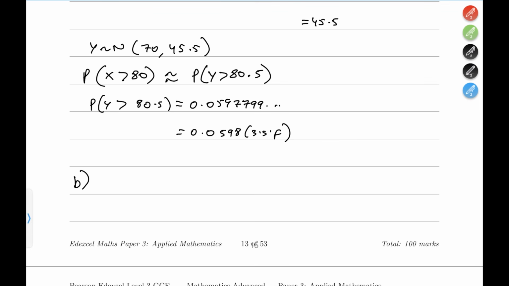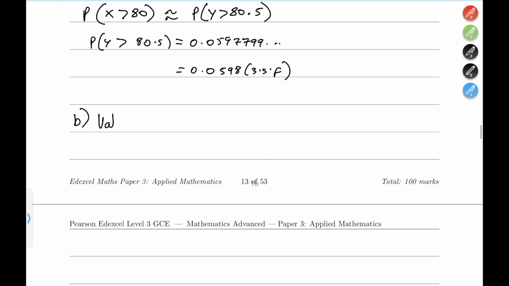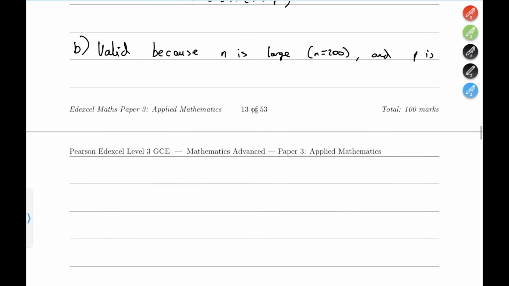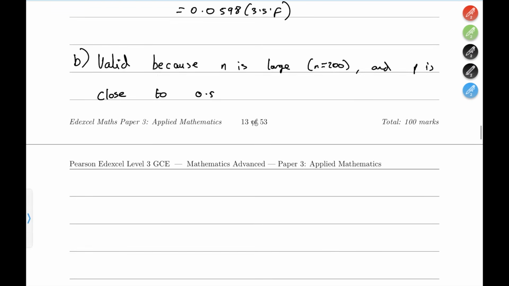So now let's move on to part B. So part B says, state with a reason why the approximation used in part A is valid. Okay, so it's valid because n is large, so we can see here n is equal to 200. And p is, I believe they said 0.35, so p is close to 0.5. So that's all that you have to say for part B.